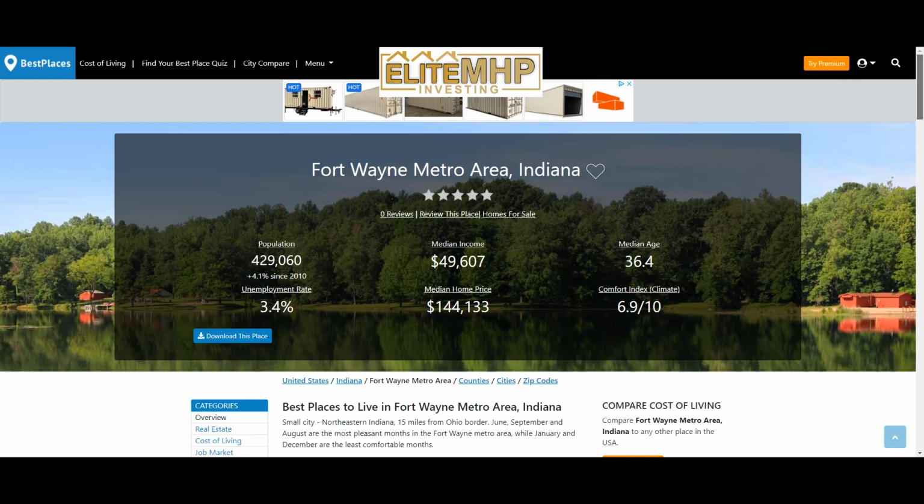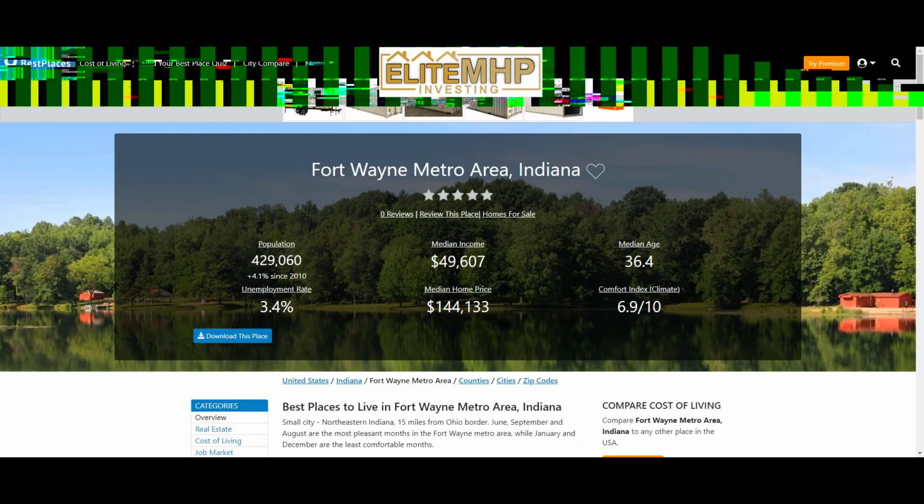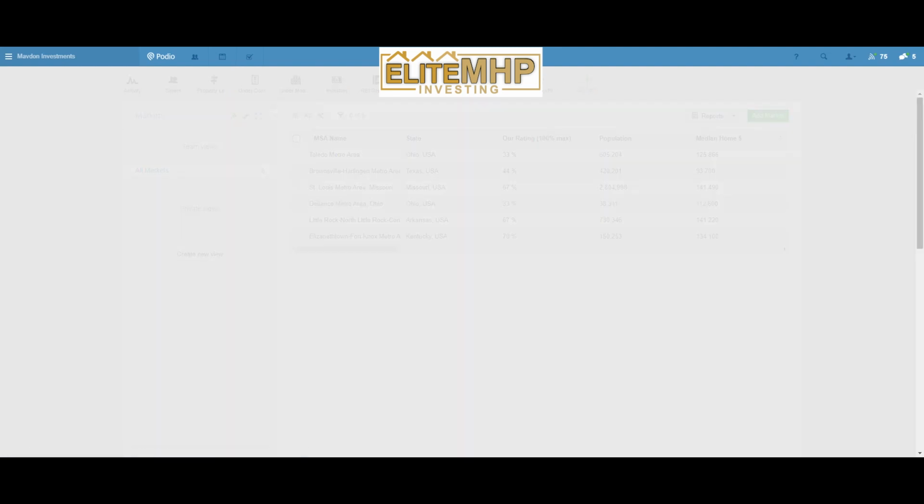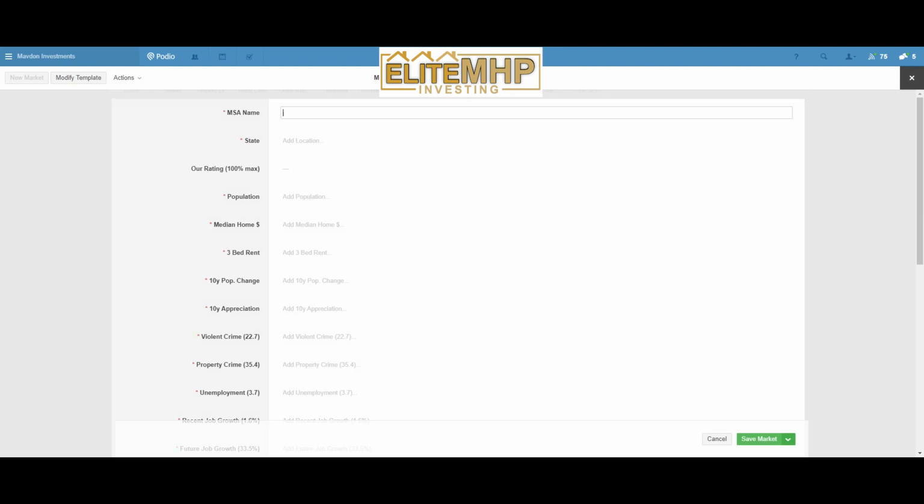Here's exactly how I do my market research. I'm going to jump over into my CRM, which is Podio. I use Podio. You don't have to use Podio. Although if you are doing any sort of serious volume, getting into real estate full time, you're going to want to use some sort of CRM at some point. But right now you can do this in a simple spreadsheet.